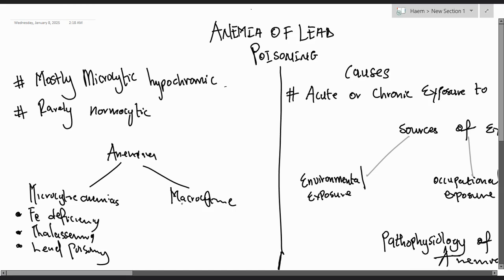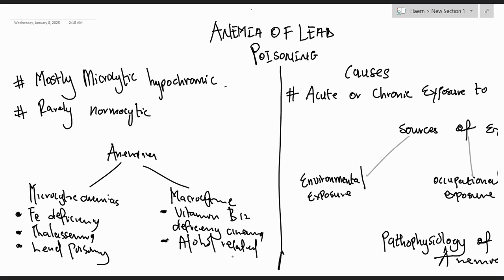Then under the macrocytic, we have the vitamin B12 deficiency anemia. Then we have alcohol related anemia. Alright, so these are the two types of anemia we are to talk about here.